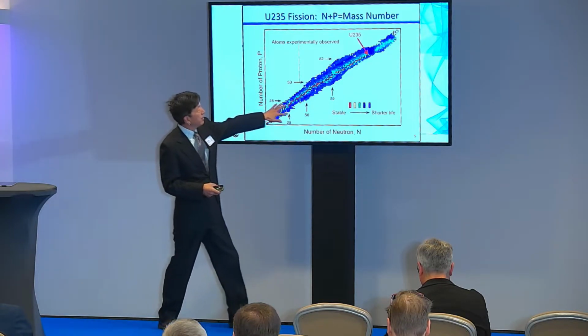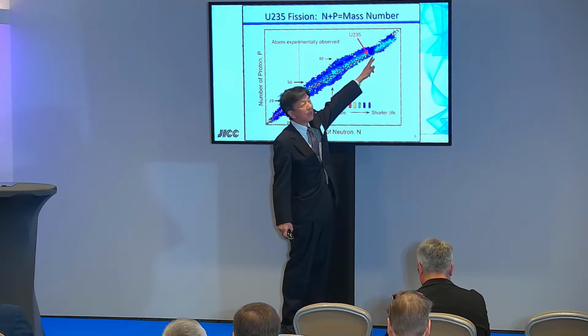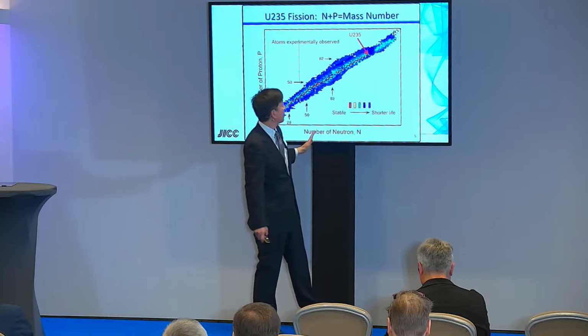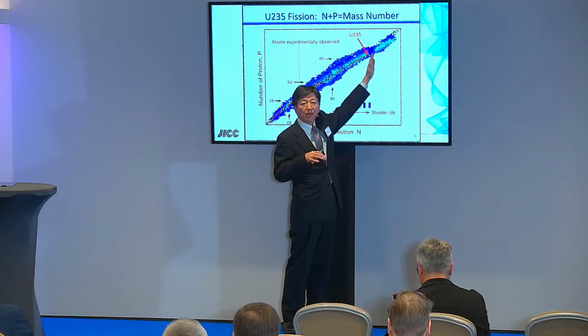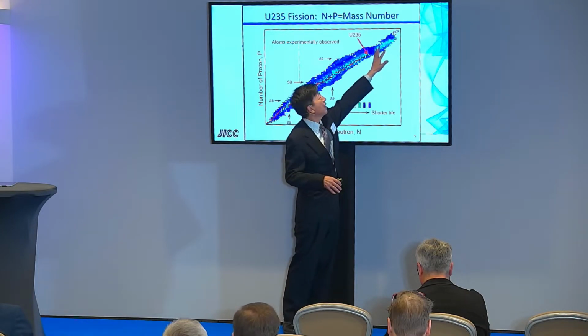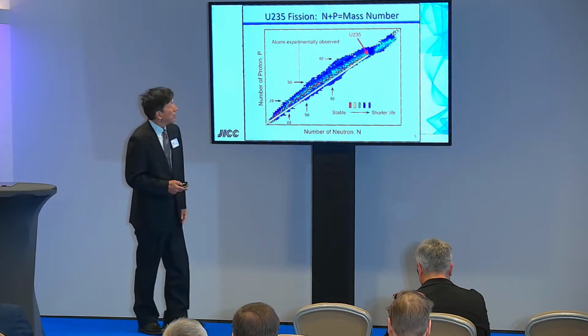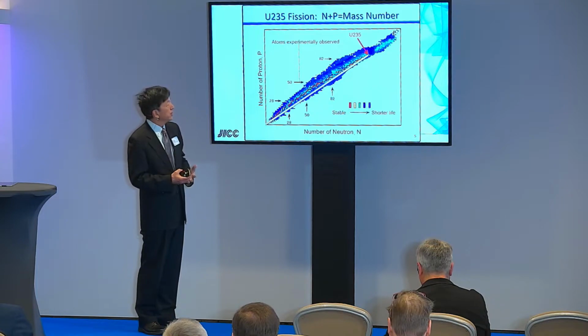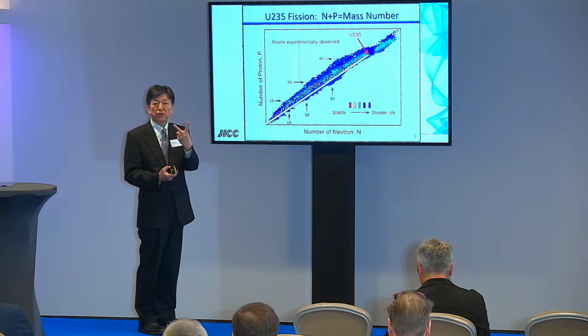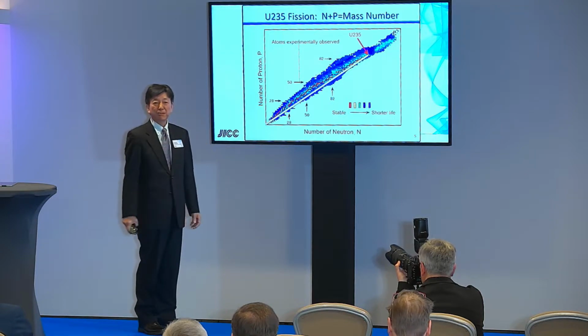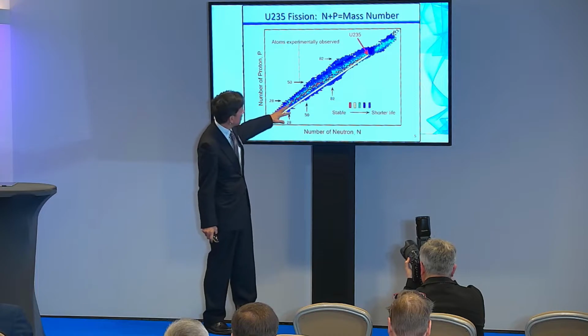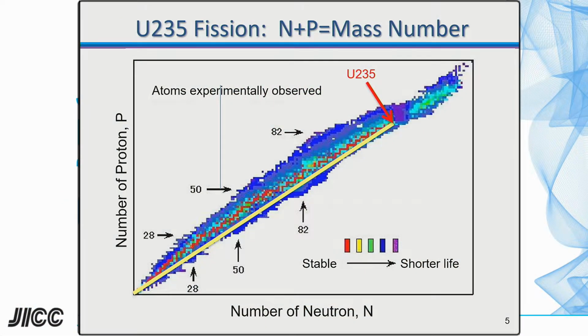Please take a look at this figure. Uranium-235 is in here. And beyond this mass number, or beyond this number of protons, there is no natural nuclide because it's unstable. Okay, when uranium-235 fissions, as I mentioned, it will yield 2 nuclei. One has a little bit larger, and another a little bit smaller mass number. And please see this figure. The yellow line connects this 0 point with uranium-235, and you see the stable elements exist above this line.